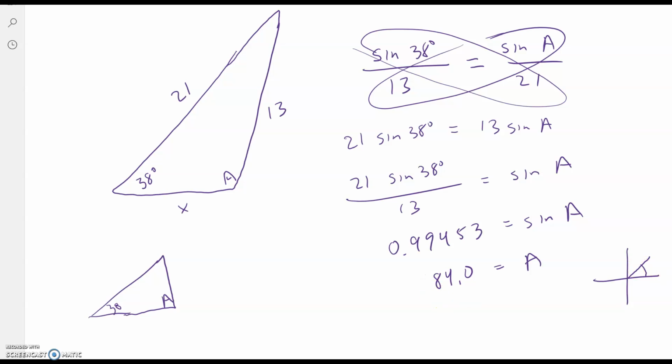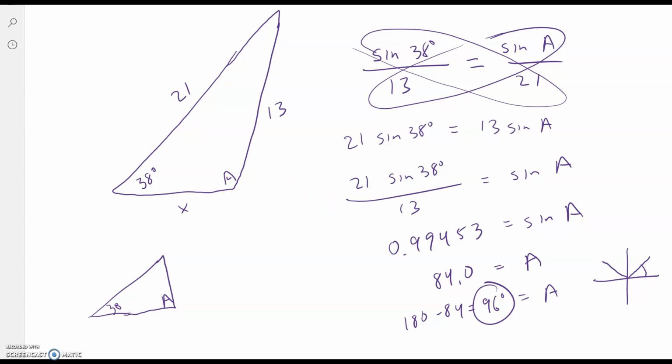Inverse sine gives you the answer up here in the first quadrant, and then there's a corresponding angle over in the second quadrant, at least for positive numbers. For negative numbers, that's not going to happen with law of sines. So you have to subtract from 180. 180 minus 84 equals 96. So there's the other answer for the angle A, and that's the answer I want for this one, 96 degrees.